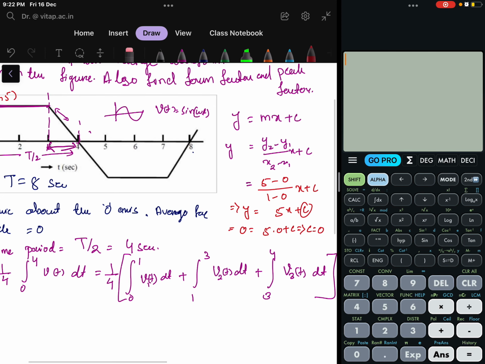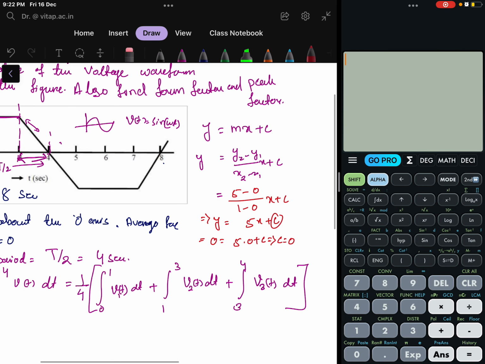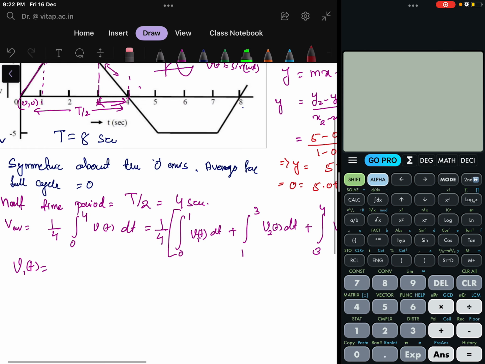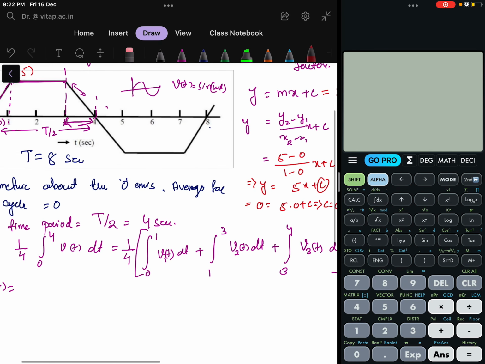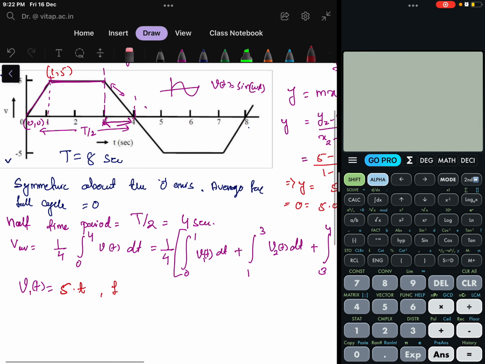Okay, so finally what are we getting? We are getting y equals mx plus c as 5x, because c is 0. In our case y is v of t and x is t. So that is why I will be writing this as 5t for t between 0 and 1.